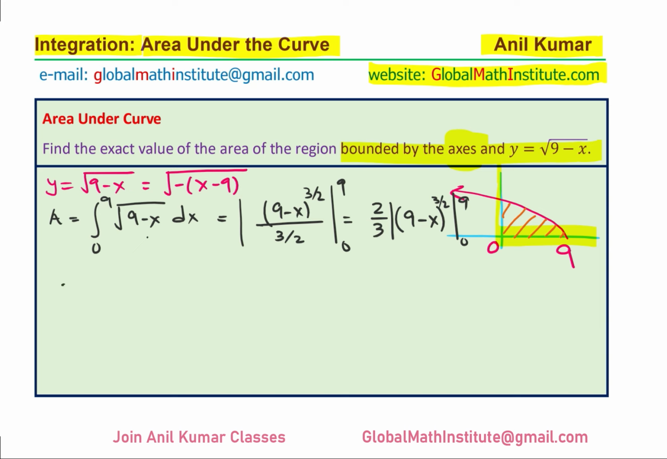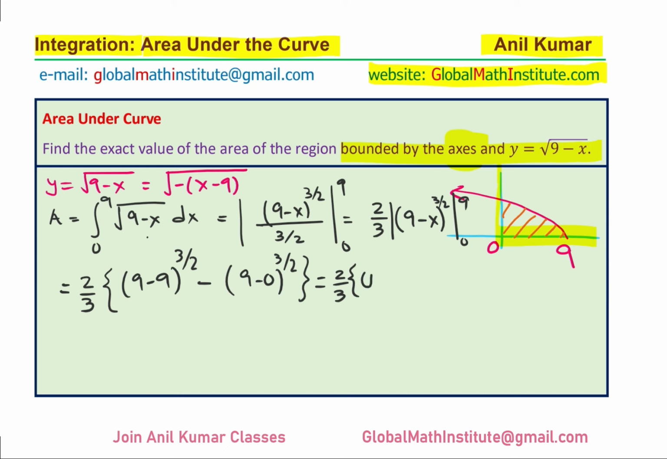Perfect. So let's substitute the values. We get 2 over 3 of, when I substitute 9 here, I get 9 minus 9 to the power of 3 by 2, right? Minus, and then I substitute 0, 9 minus 0 to the power of 3 by 2. Make sense? Which is 2 by 3 of 9 minus 9 is 0, minus 9 square root is 3, and 3 cubed is 27, right? Make sense? So that becomes minus 27.